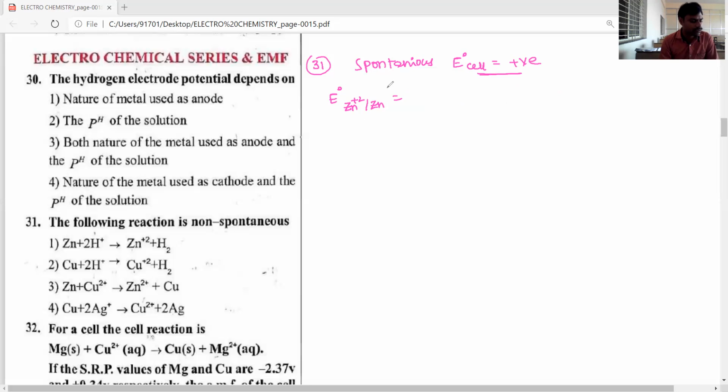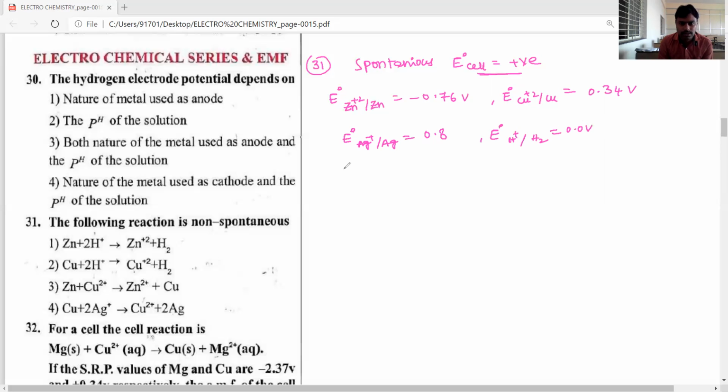E0 of Zn2+/Zn is equal to -0.76 volts. E0 of Cu2+/Cu, the standard reduction potential of copper, is equal to 0.34 volts, and E0 of Ag+/Ag is equal to 0.8 volts. And the hydrogen electrode, E0 of H+/H2, is 0.0 volts.